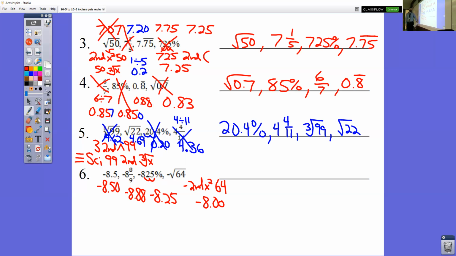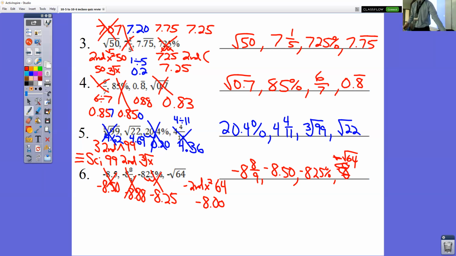The more negative a number is, the farther away it is from zero on the number line, the smaller it actually is. So negative 8.88 or negative 8 8/9 is our smallest number. Our next biggest would be negative 8.5 or negative 8.50. Our next biggest would be negative 8.25 or negative 825%. And our biggest number would be negative 8, or sorry, negative square root of 64.